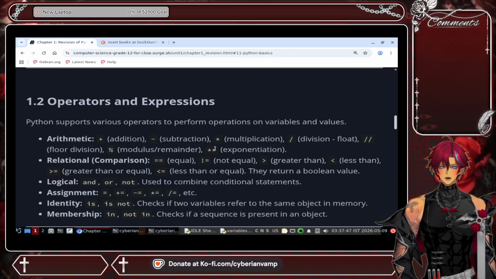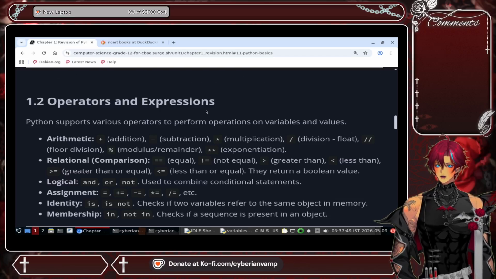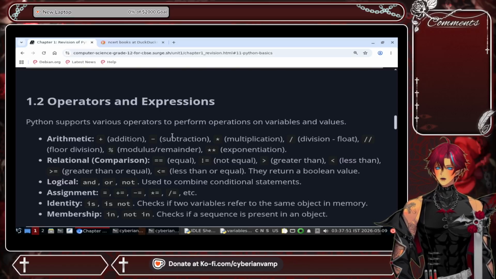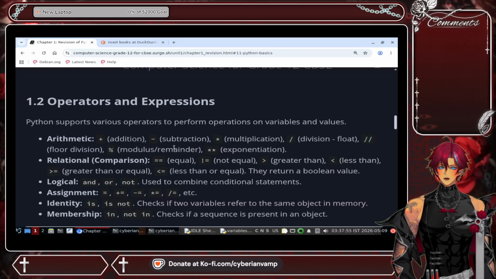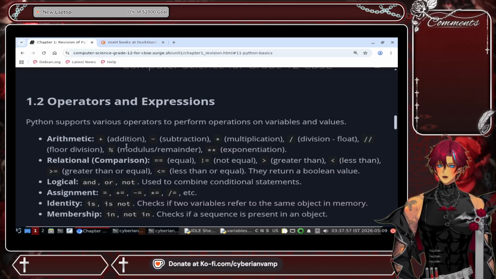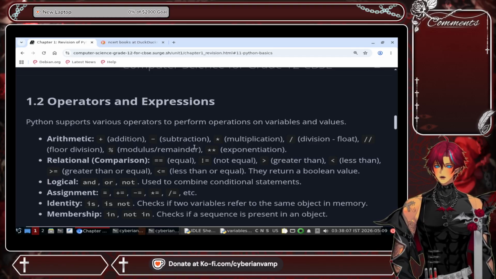Okay, so continuing on, next is operators and expressions. This is the topic of this video today. For that, we have certain operators, and these operators, along with the operands, make certain kinds of expressions. There are different types of operators.